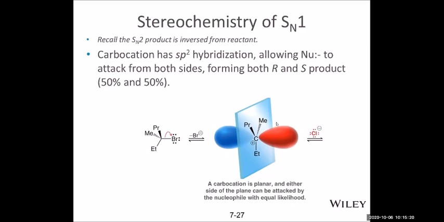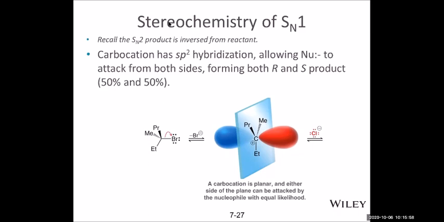From these two opposite sides you get a racemic product, which means at this chiral center you have an equal amount of both products. The R product and the S product are about 50-50. So the stereochemistry for the SN1 reaction is completely different, and oftentimes this is the tool that shows chemists whether the reaction goes through SN2 or SN1.